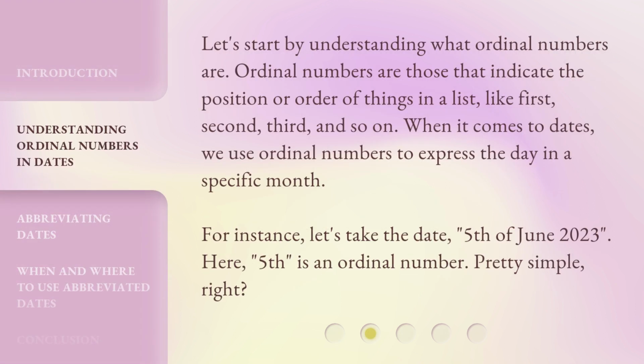Let's start by understanding what ordinal numbers are. Ordinal numbers are those that indicate the position or order of things in a list, like first, second, third, and so on. When it comes to dates, we use ordinal numbers to express the day in a specific month. For instance, let's take the date, 5th of June 2023. Here, 5th is an ordinal number. Pretty simple, right?